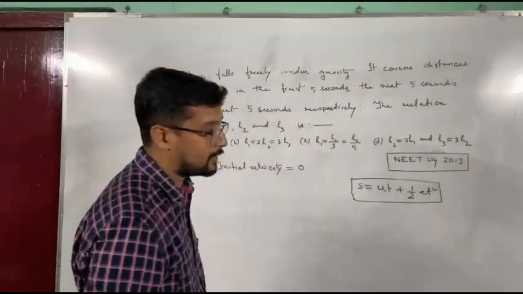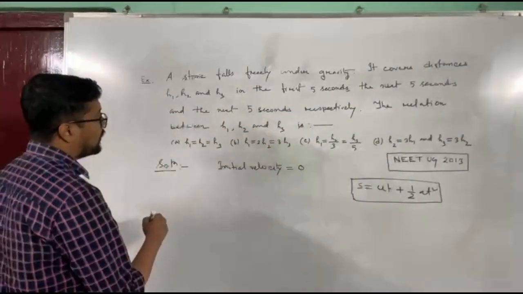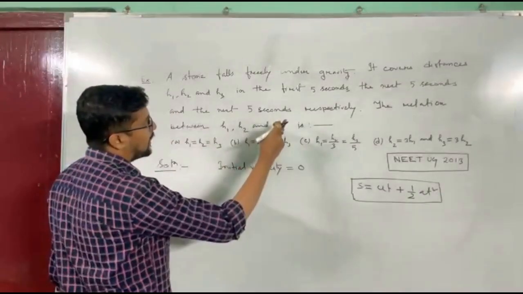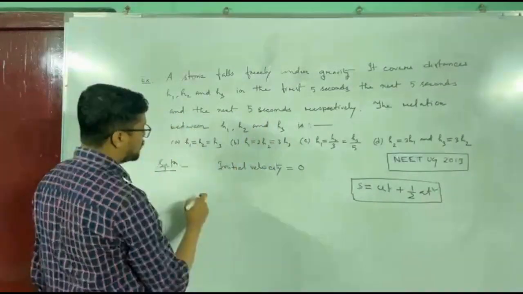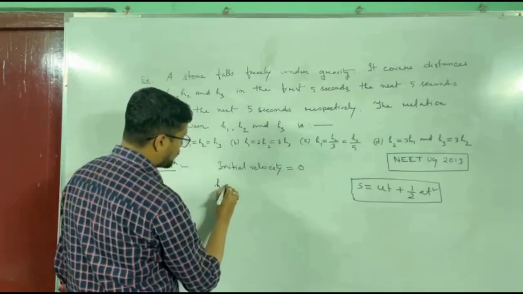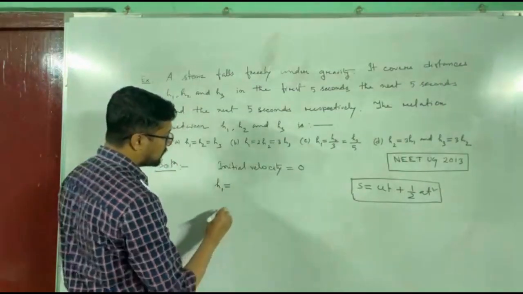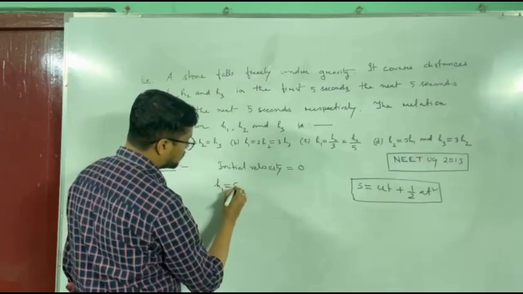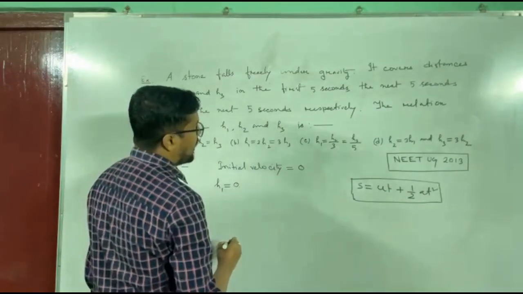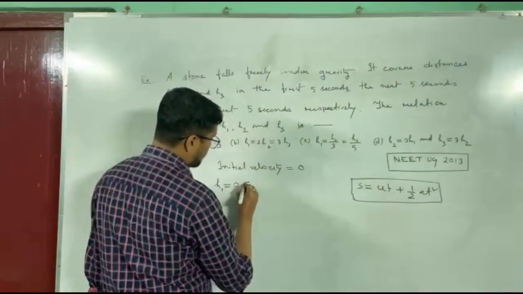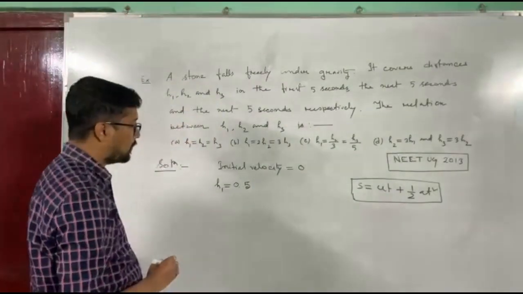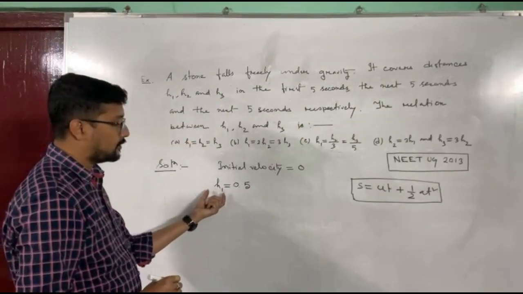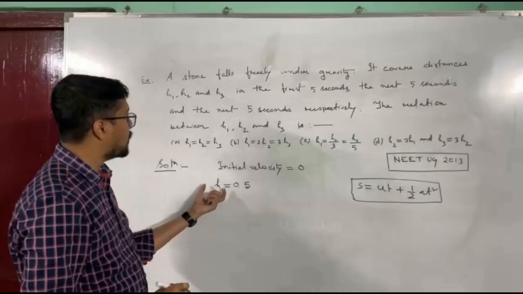We are going to make use of this equation. So what we can write for this case, in the first 5 seconds, what is the displacement covered? It is h1. So I can write h1 is equal to, because it is a case of free fall, so initial velocity is 0, and the time considered is 5, because in initial 5 seconds the object has traveled a displacement of h1.